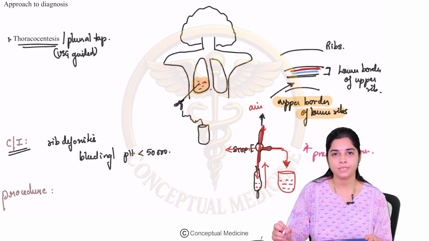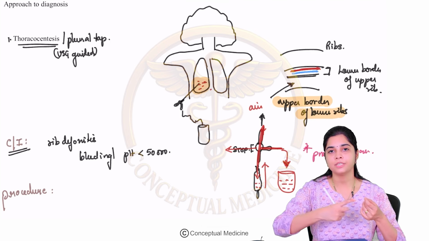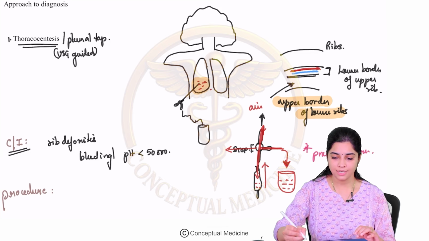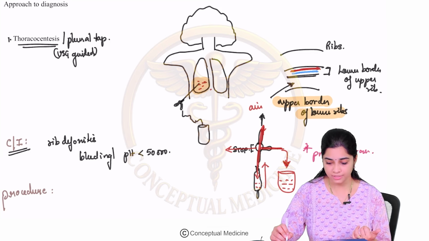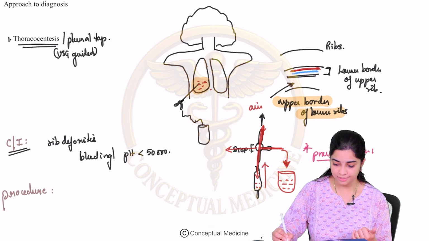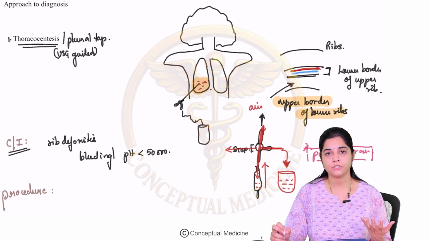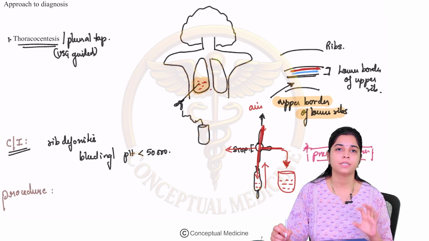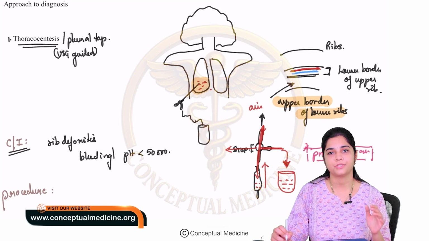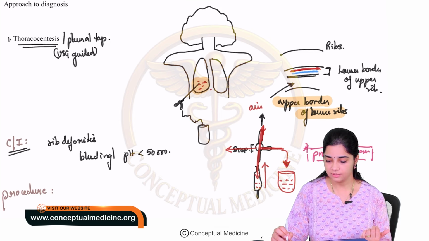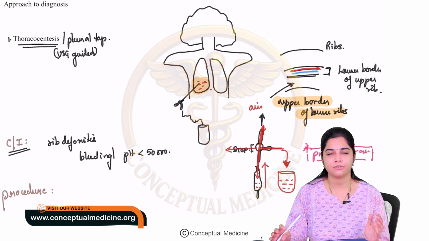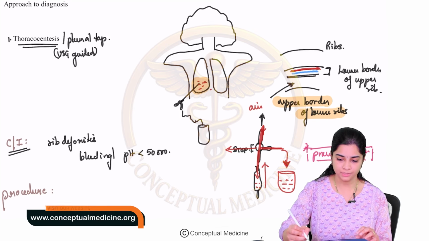Also be very, very careful that whenever you are puncturing the pleura, you can inadvertently puncture the lung itself and hence again result in a pneumothorax. So that is a very important precaution that we have to take, and that is the reason why nowadays pleural fluid analysis is being done as a USG guided procedure. Okay, fine. So this is about the steps and the precautions that you have to take when you do a pleural fluid analysis.